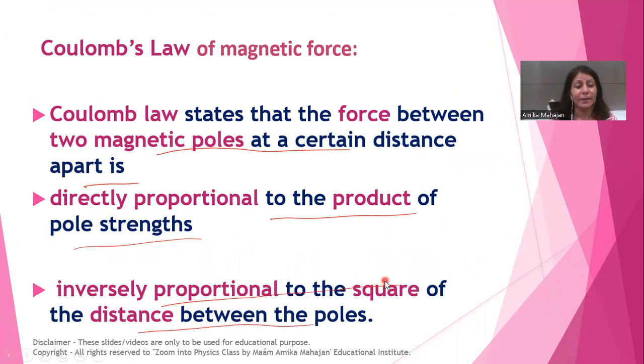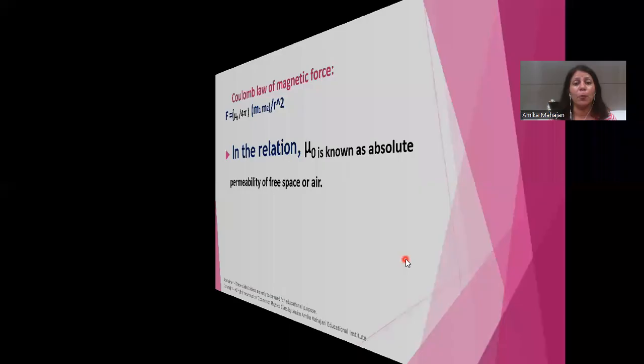In electrostatics, the force was directly proportional to product of charges. In place of charges, here will be pole strengths. And in that case also, it was inversely proportional to square of distance between charges. But now it is inversely proportional to square of distance between two poles.